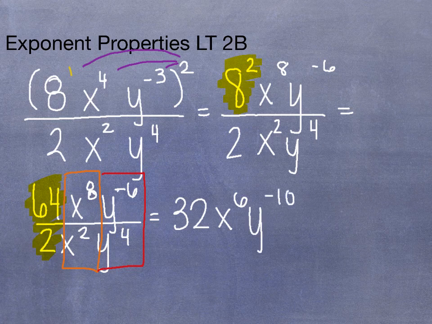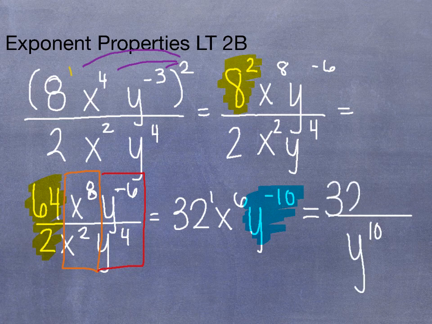Finally, I realize that I have this funny looking thing with a negative exponent upstairs. That cannot happen, so I need to rewrite it. That needs to go downstairs, so y, and it becomes a positive 10. And everything else stays because those are positive exponents. Remember, we only move it if it is a negative exponent.